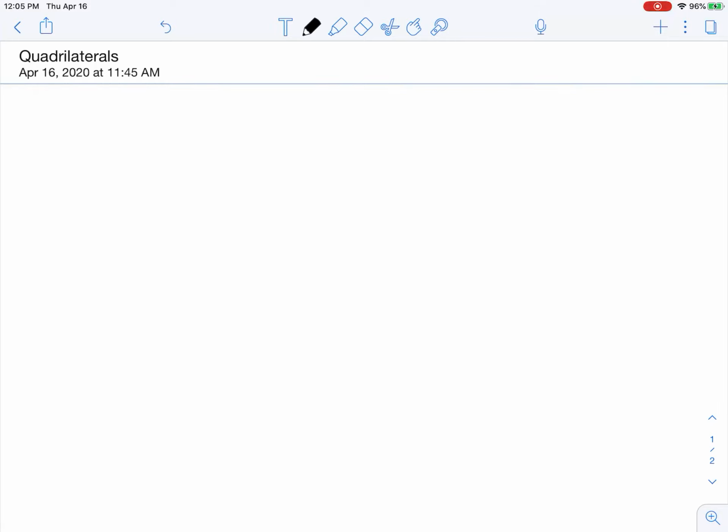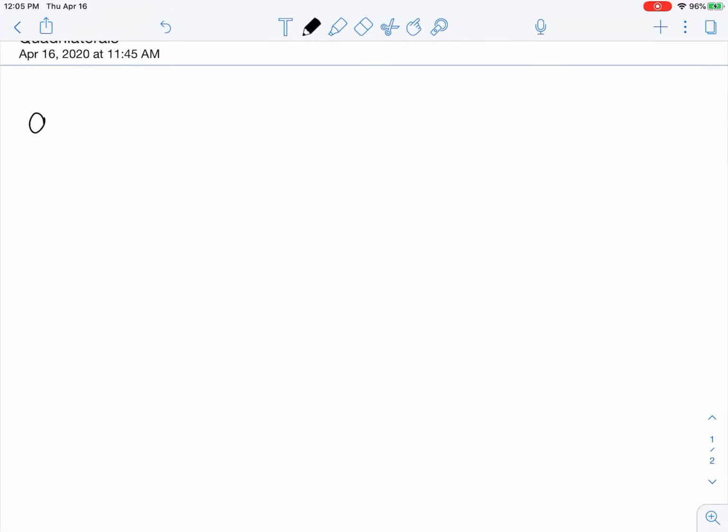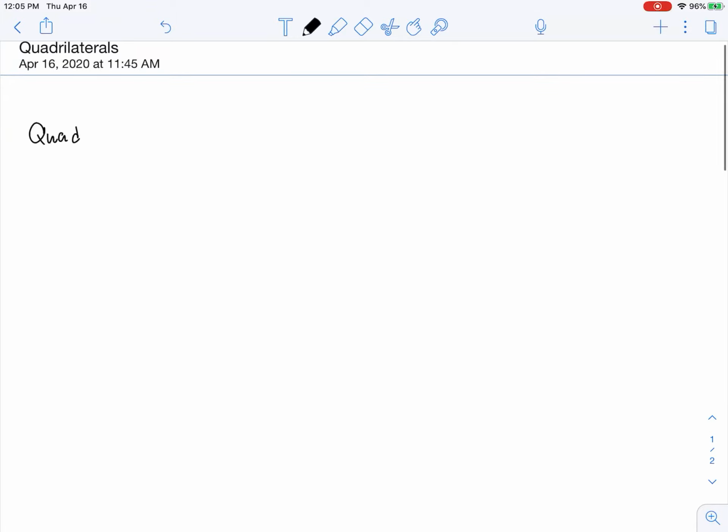Okay, so what is a quadrilateral? A quadrilateral is basically a fancy term for a four-sided figure. Okay, and that can be drawn pretty much any way, as long as there's no curves and all the sides are attached to each other.